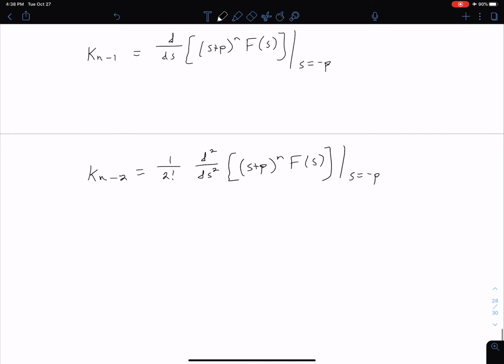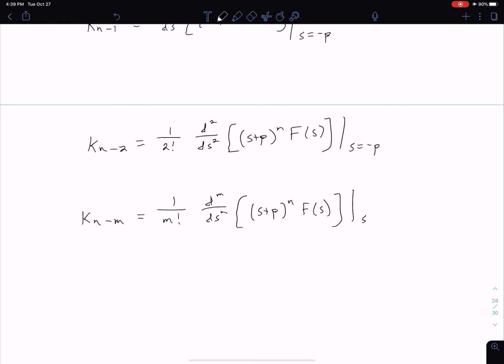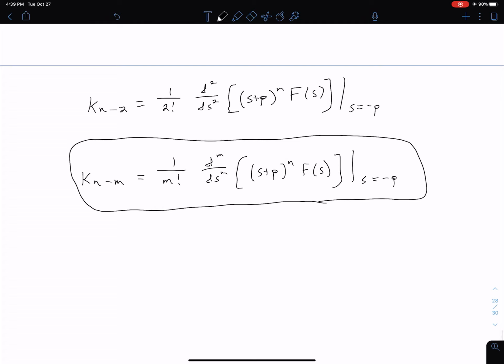Of course, what we can do is generalize. We see a pattern here. And so generalizing, we can say k sub n minus m is equal to 1 over m factorial, and then we take the mth derivative with respect to s of (s plus p) to the power of n times F of s, and again after we've taken all of those derivatives, we need to evaluate at s equals negative p. So this is a general form for our coefficients for this real and repeated poles case.